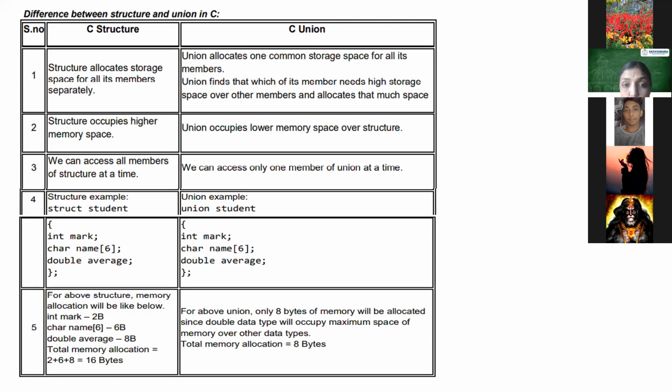So it can give only one data type member at a time. But in a structure we can handle all the members at a time, whereas we can access only one member of a union at a time.